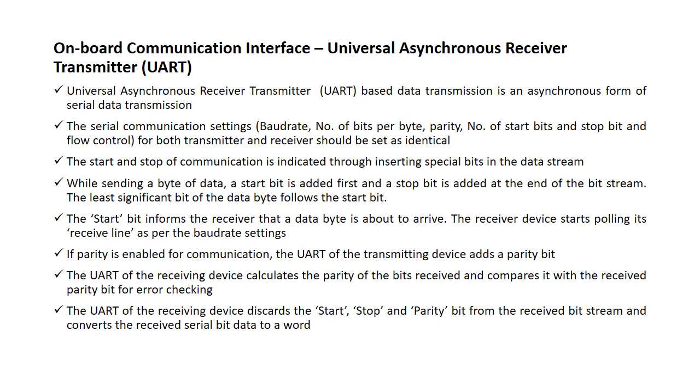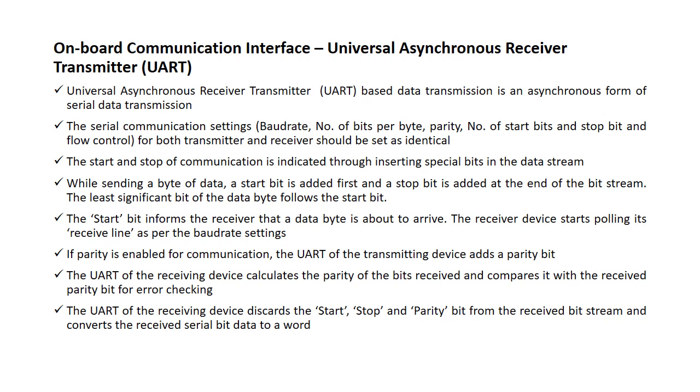In this way, the parity bit is used to indicate an error in the transmission. So if the parity bit received is 0, the received data should have an even number of ones. If the number of ones is odd, again it will come to know that there is an error in the transmission. Some of the bits have changed their value. The UART of the receiving device calculates the parity of the bits received and compares it with the received parity bit for error checking.